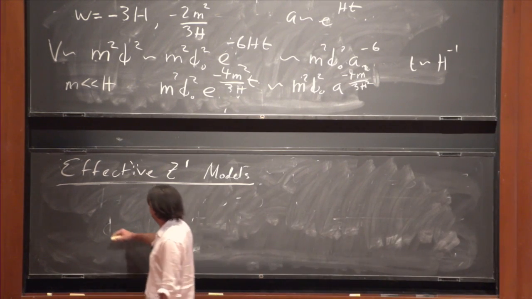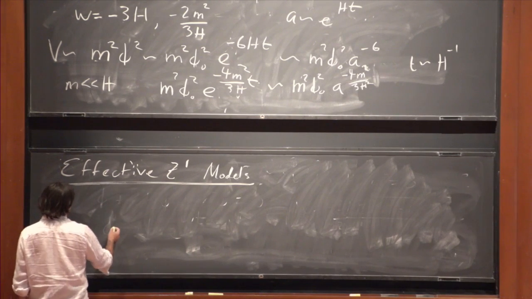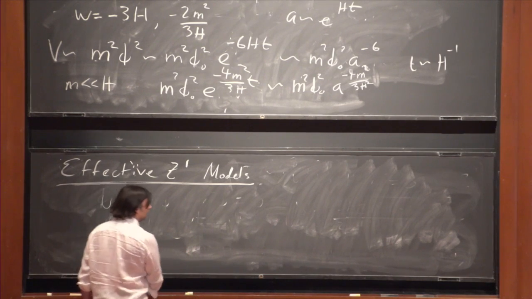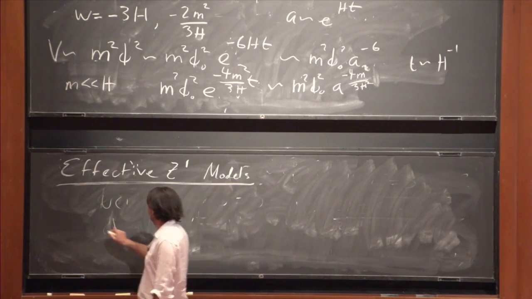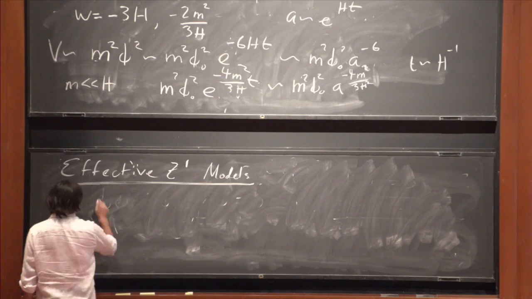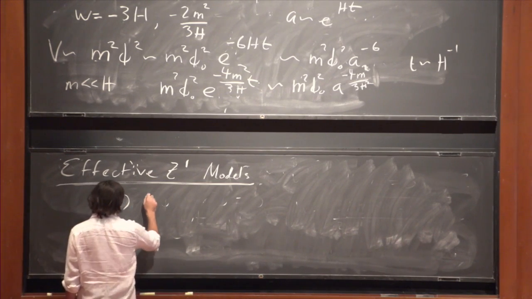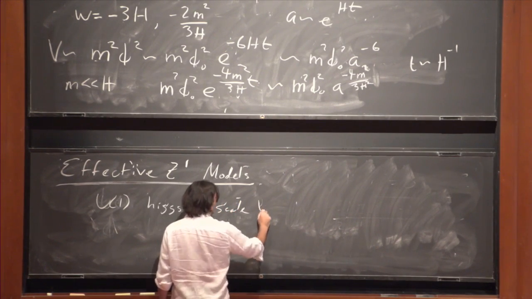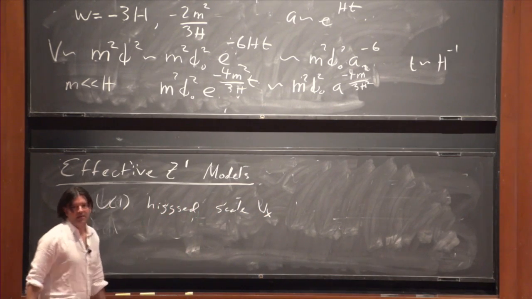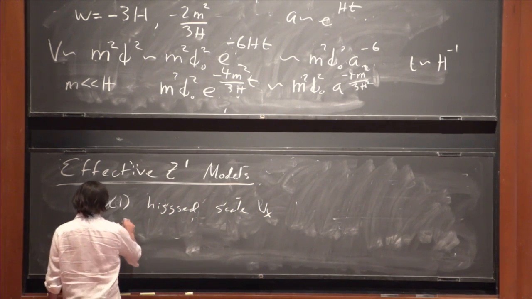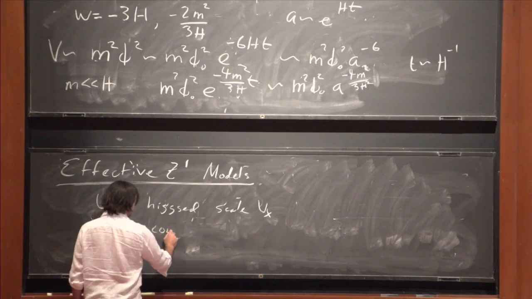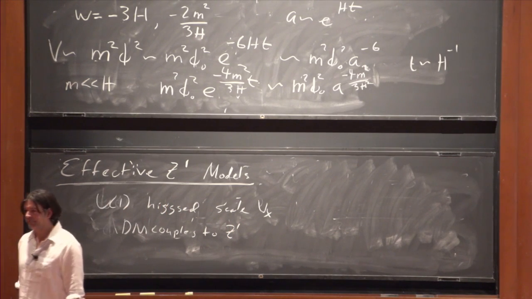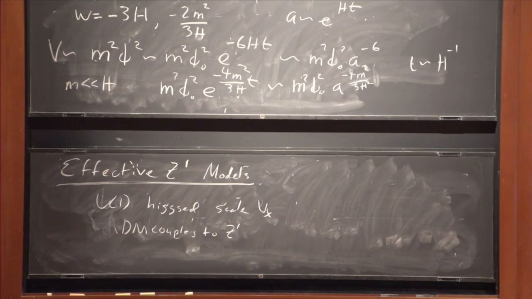So if you imagine that in your universe you have some additional U(1) gauge boson, which is Higgsed at a scale v sub x. And you can imagine that you have dark matter that couples to this Z prime. Then you can ask the question, how is that particle going to interact with the standard model?